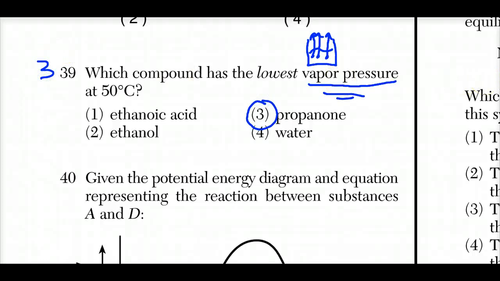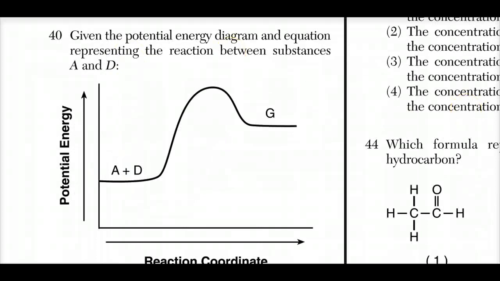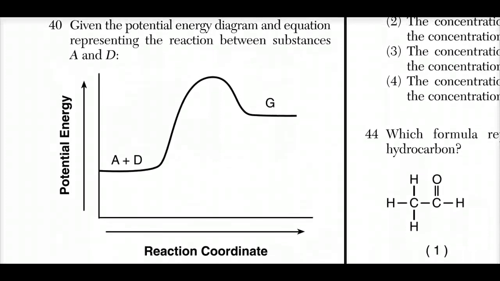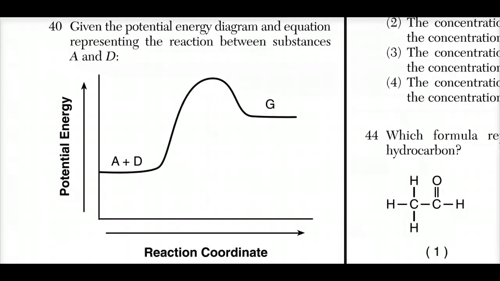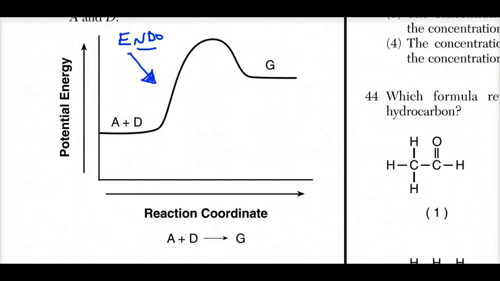Number 40. Given the potential energy diagram and equation representing the reaction between substances A and D. Let's see what we have here. Sounds of summer in the background, of course. Now, the first thing I'm looking at is, hey, we're starting low, going high. Somehow we had to absorb energy to make this happen. This is endothermic.